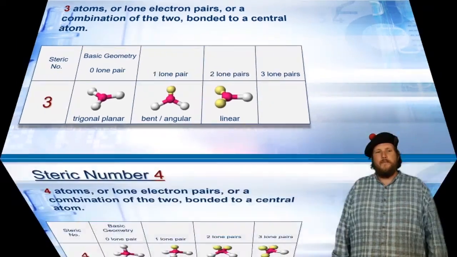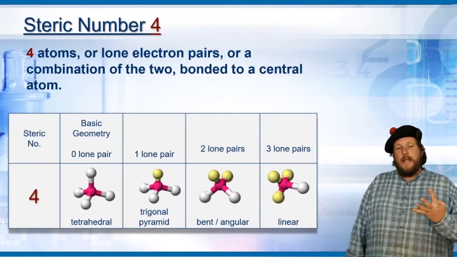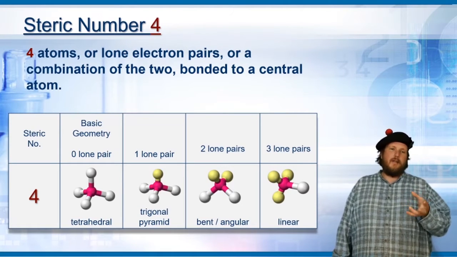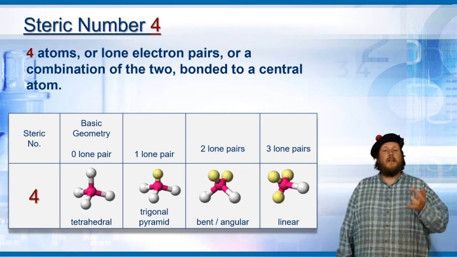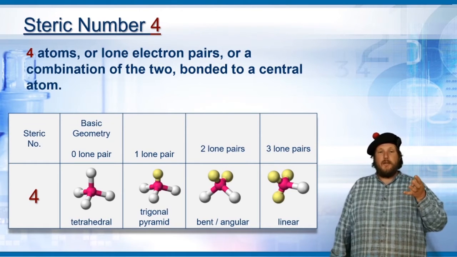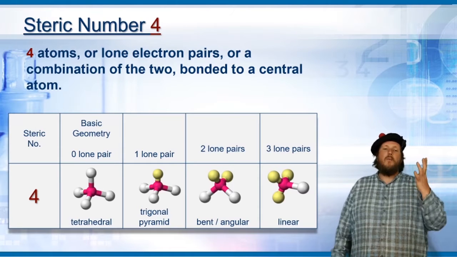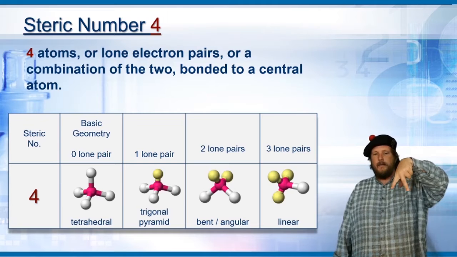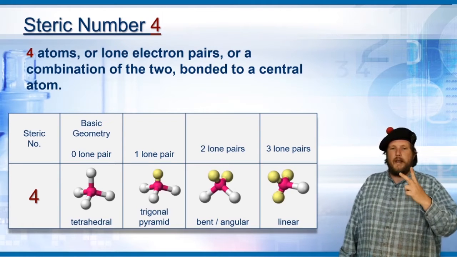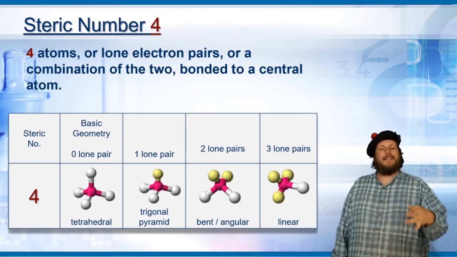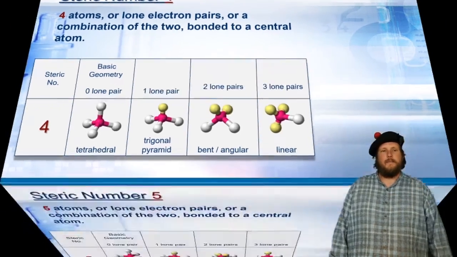Steric number of 4 is tetrahedral. So electron geometry is tetrahedral, but if there's 4 atoms, that's also a tetrahedral molecular geometry. Once we lose one of those as a lone pair, we get a trigonal pyramid, and then 2 lone pairs is bent or angular, and then 3 lone pairs back to linear because there's only 2 atoms there.